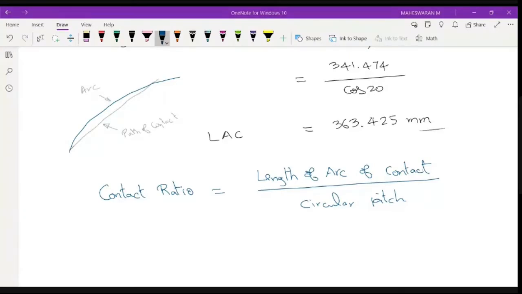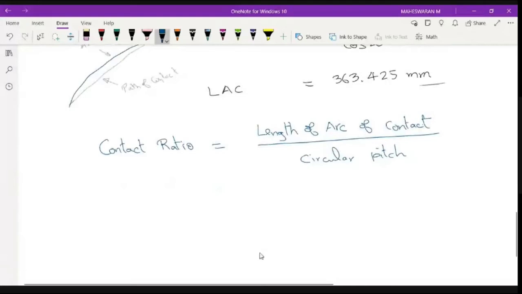Pi d by t? Circular pitch. Is it pi d by t? Are you sure? Yes, sir. Pi d by t. Pc is equal to pi d by t. Yeah, very good. Right. So it is pi d by T, capital T, right? Okay.